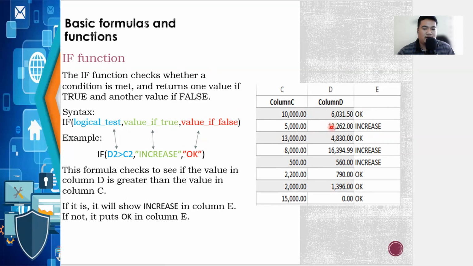And on the next record, 12,262 is greater than 500. Is this one greater than this one? D and C. So the logical test is true. Kaya ang kanyang value dito ay increased. Okay, so ganyan.